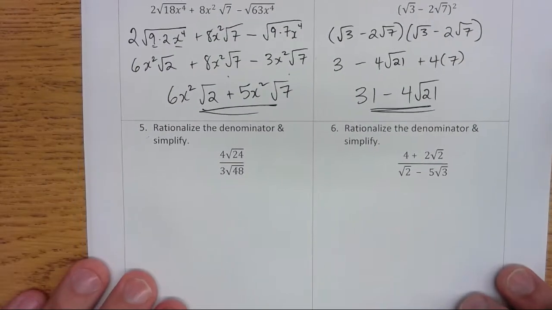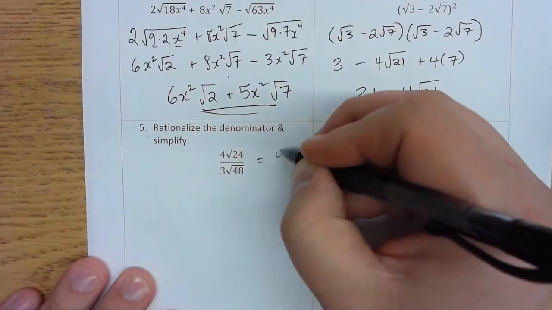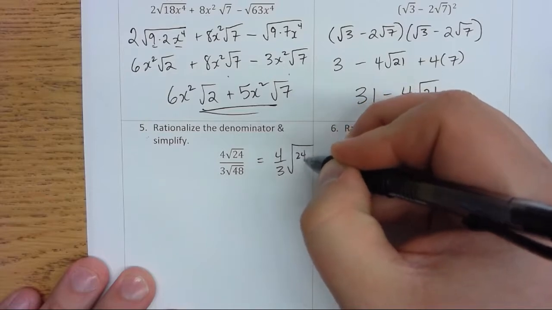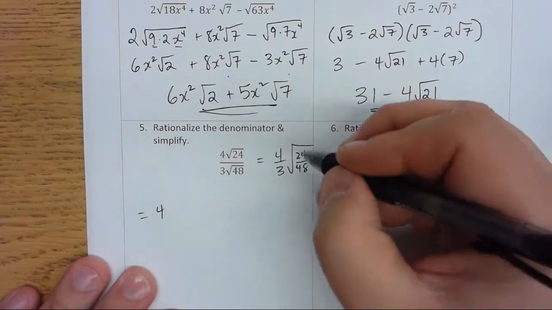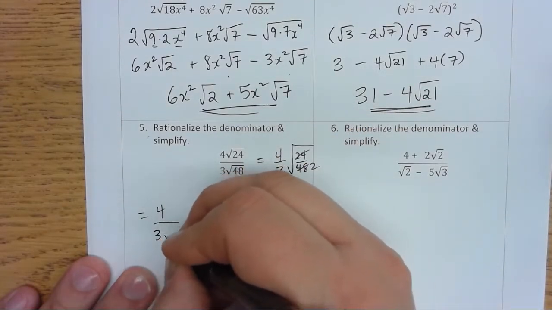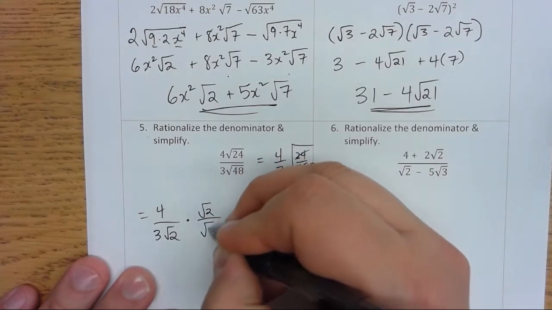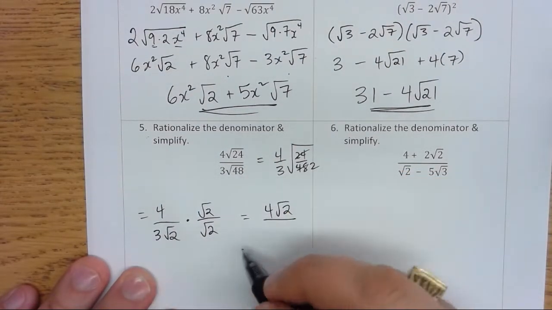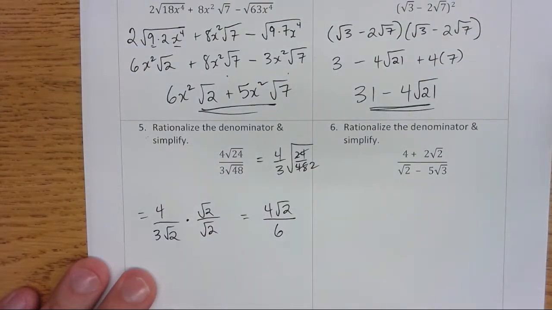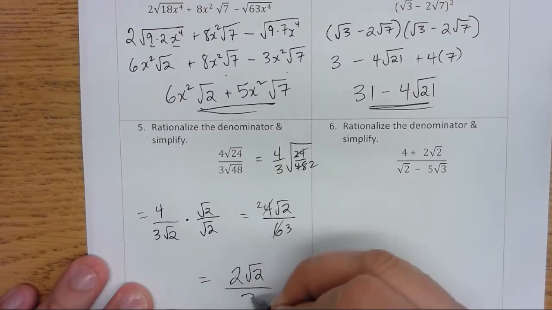Number 5. The smart thing to do here is to try to simplify it before I try to rationalize the denominator. So I kind of think about this actually as that. So I'm going to draw that down as 4 over 3 root 2. And I rationalize the denominator by multiplying by 1, which in this case my 1 is a root 2 over root 2. And that gives me 4 root 2 over 3 times 2, which is 6. And I'm still not quite done. I should recognize that that's a simplifiable fraction there. 2 goes into both of those numbers. So my final answer is 2 root 2 over 3.